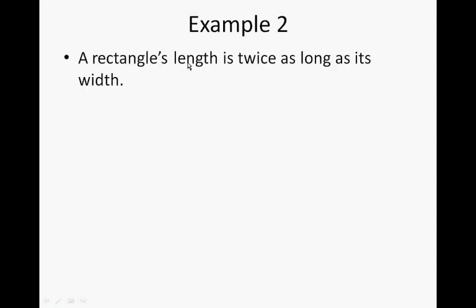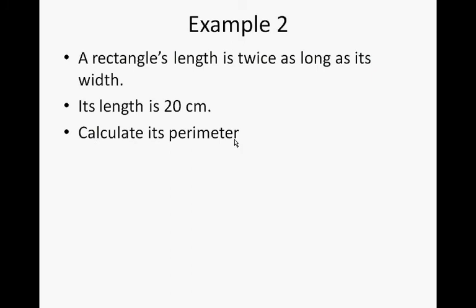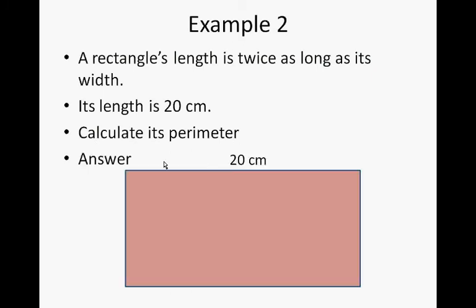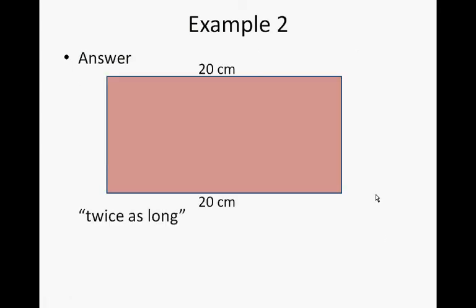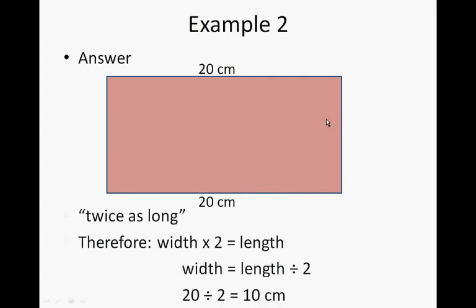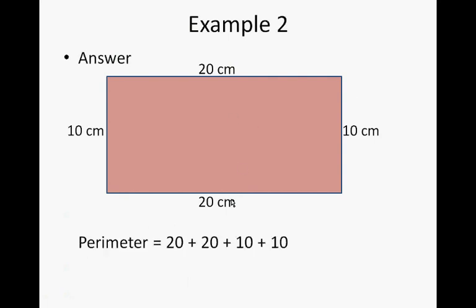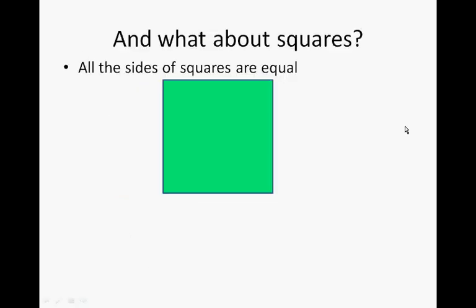Example 2. A rectangle's length is twice as long as its width. Its length is 20 centimeters. Calculate its perimeter. Right, so that's 20. So this should also be 20. Because the length is twice as long as the width, width times 2 is length, so width is length divided by 2, so it's 10 and 10. Therefore, the perimeter is 20 plus 20 plus 10 plus 10, which is 60 centimeters.